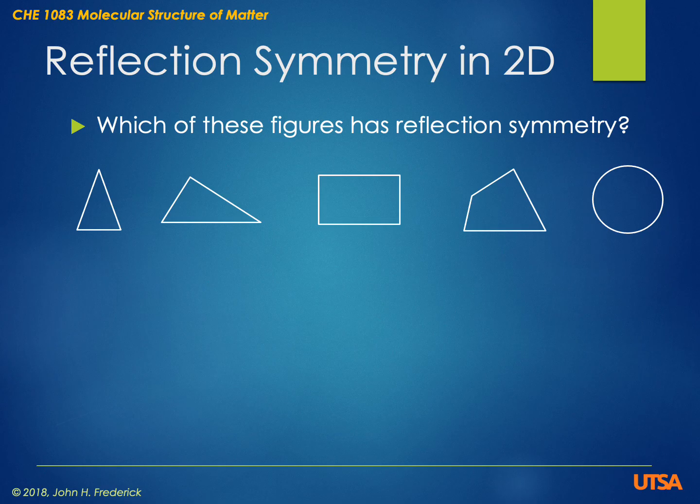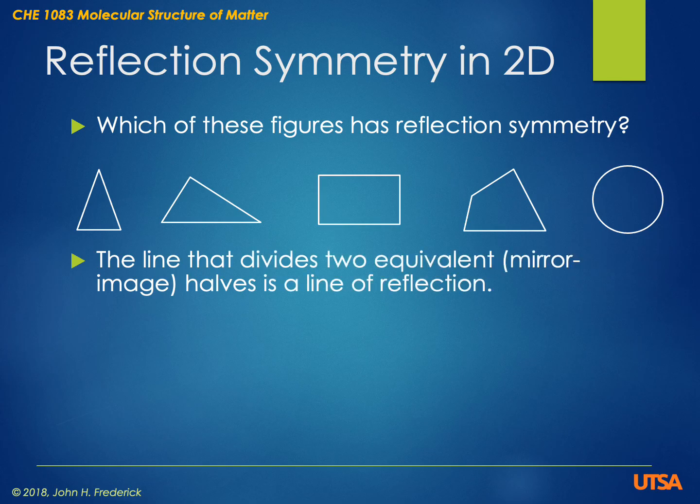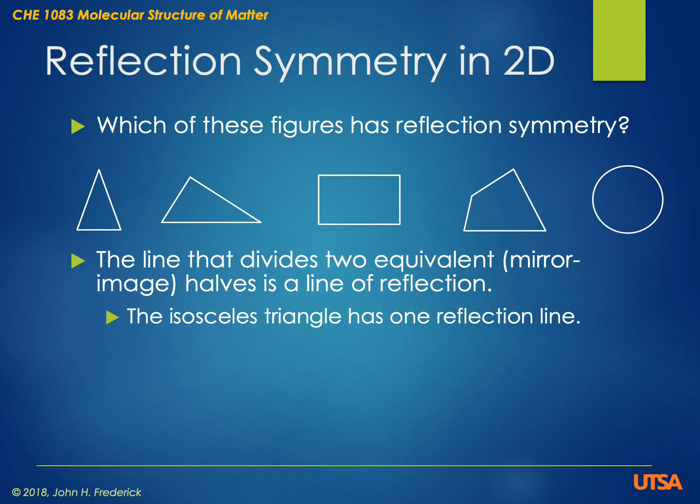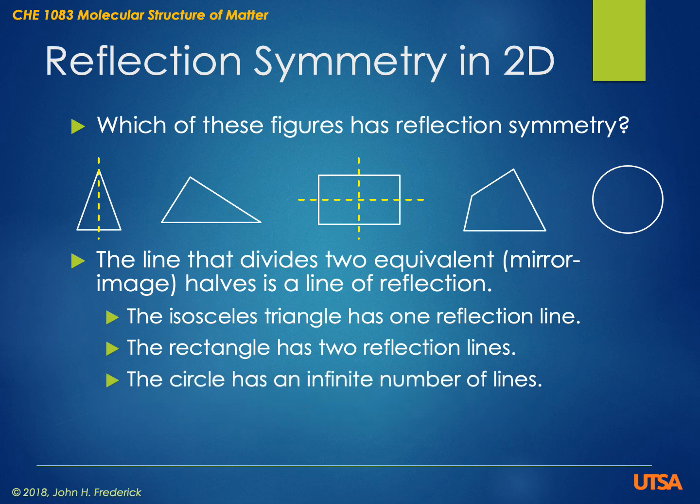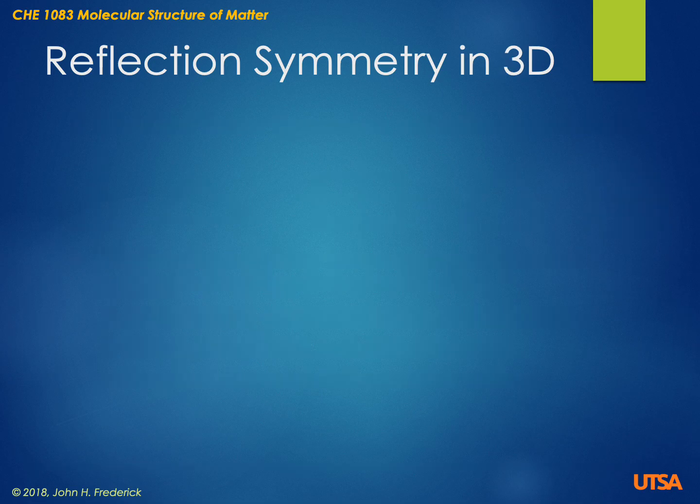Which of these figures has a reflection symmetry? Okay, we can say that a reflection symmetry is one that has a line that divides two equivalent halves, and that would be a line of reflection. So for example, we would see a line of reflection in the isosceles triangle at the far left. We can also see a reflection line in the rectangle, but it has two of these, one that's vertical and one that's horizontal. And there's an infinite number of reflection lines in the circle because it doesn't matter how they're oriented, as long as they go through the center of the circle, they represent a reflection of the circle.